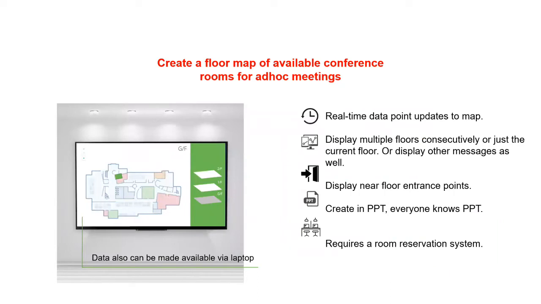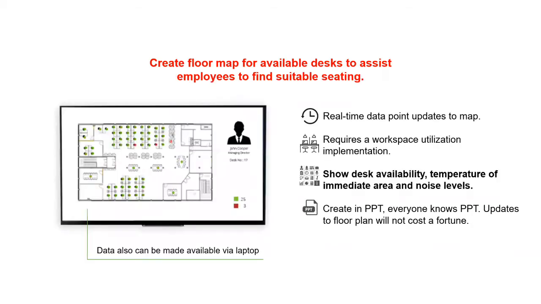So this is interesting from one of our partners, Vega Global. They've set up a system here where it shows all the conference rooms in the building, and then it shows which conference rooms are available for use. So you can have it page through and show all the different floors or just the current floor, and it can show other messages as well. So it's connected live to their room reservation system, so you can see at a glance if a room might be open.